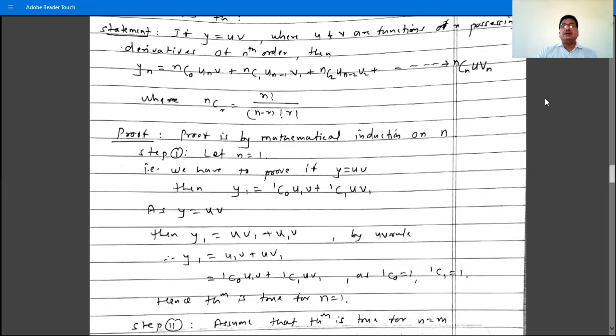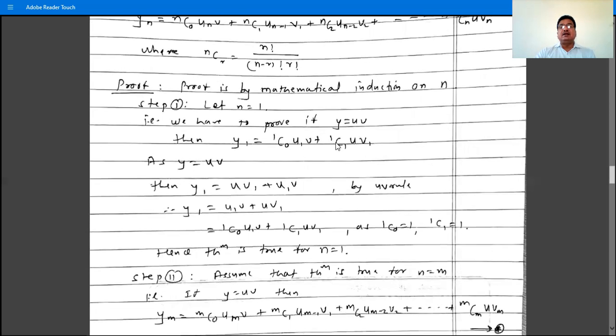We stop the terms when we reach nCn, that is, when both are the same, n and n. So 1C1, if we substitute n as 1, then the last term is 1C1 u v1, and the first term is nC0 u1 v. So if you substitute n as 1 in this theorem, then we have the statement that if y is u into v, then y1 is 1C0 u1 v plus 1C1 u v1. Now we have to prove this.